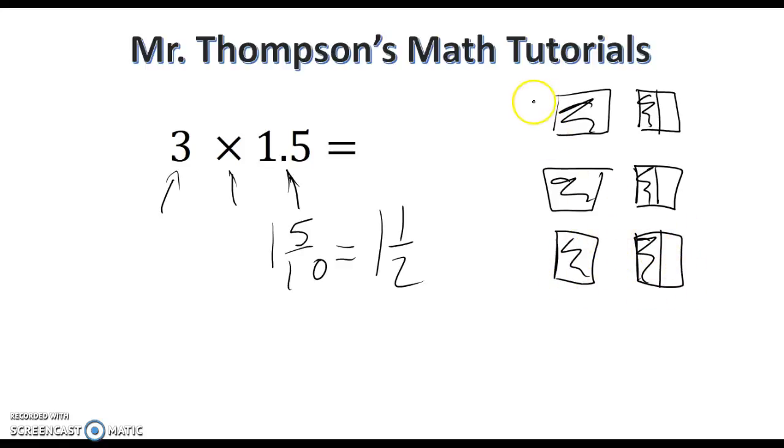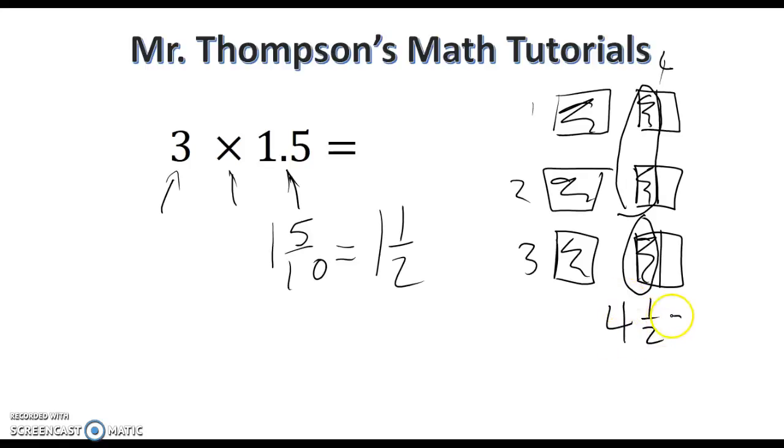Okay, and I can see that I have one whole here, two, three wholes. Here's my fourth whole right here, and then I have this 1/2 left over, which would mean that this is 4 and 1/2. But since 4 and 1/2 is the same as 4 and 5/10, this is actually equal to 4 and 5/10, which is 4.5. All right, so that's conceptually what's going on here. We're looking at groups of.